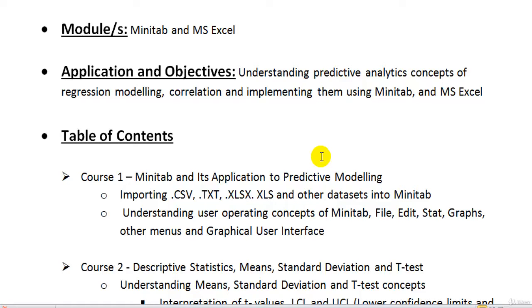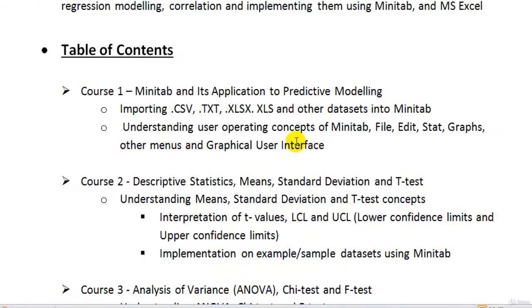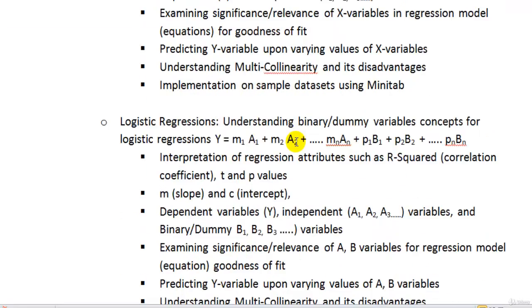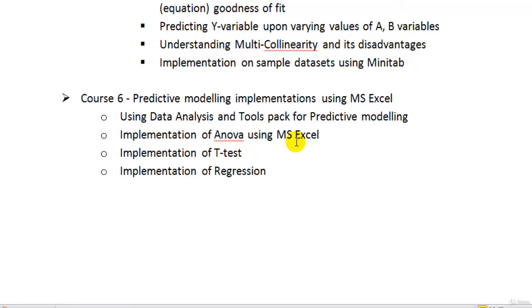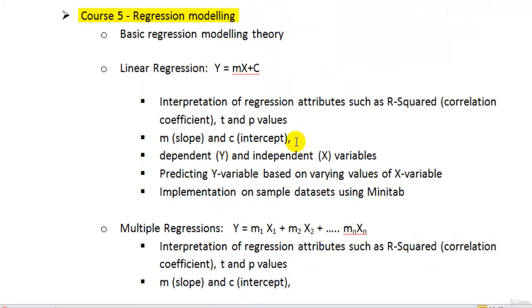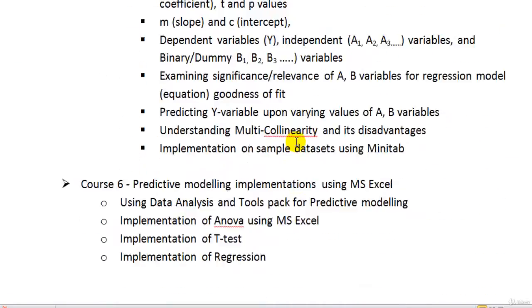So having said that, let's quickly go through the table of contents. Actually, not that quickly, rather. I'll explain all these things. Table of contents. Now we can see here we have defined courses: course 1, course 2, course 3, 4, 5, and 6. Of these 6 courses, course number 5, that is on regression modeling, is quite extensively defined here. The detailing is much greater compared to all the other courses.